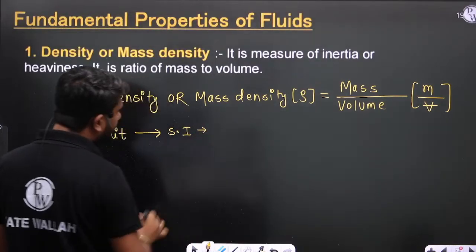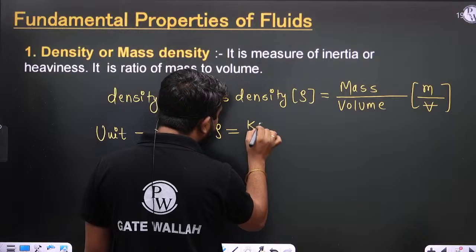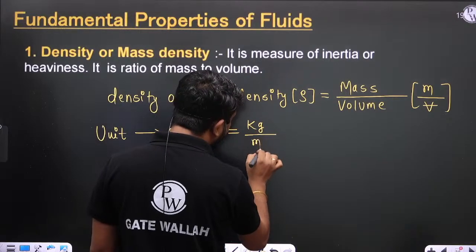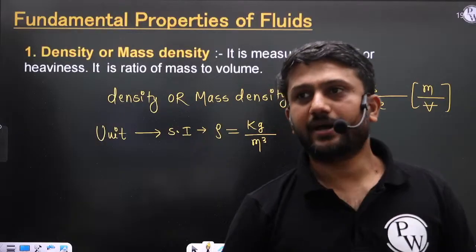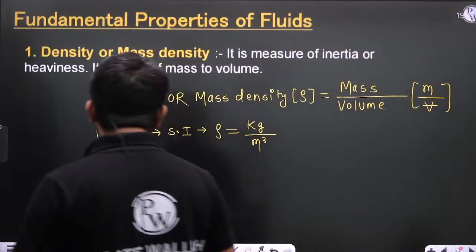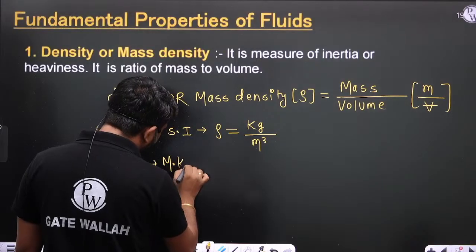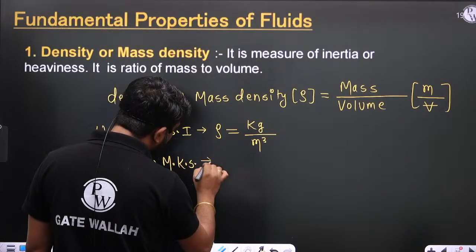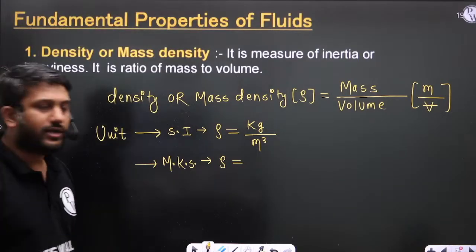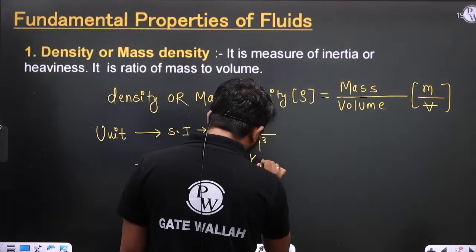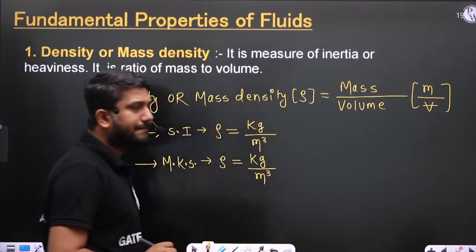What is the SI unit? The SI unit of density is kg per meter cube. If I am talking about the MKS unit, what is the MKS unit of density? It is kg per meter cube only.